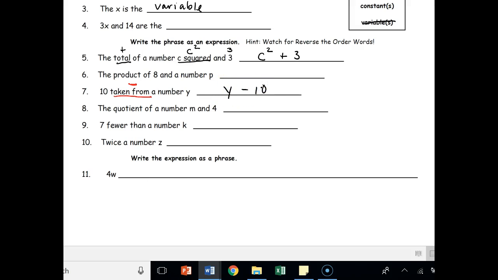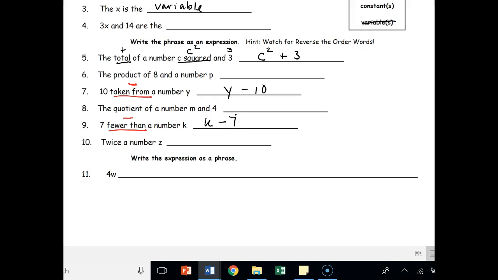I want to take 10 from y. Number 9. It says 7 fewer than a number k. Again, fewer than, it does mean subtraction, but again, it's that reverse order. I'm going to take 7 from k. So I'm not going to write 7 minus k. I'm going to write k minus 7.